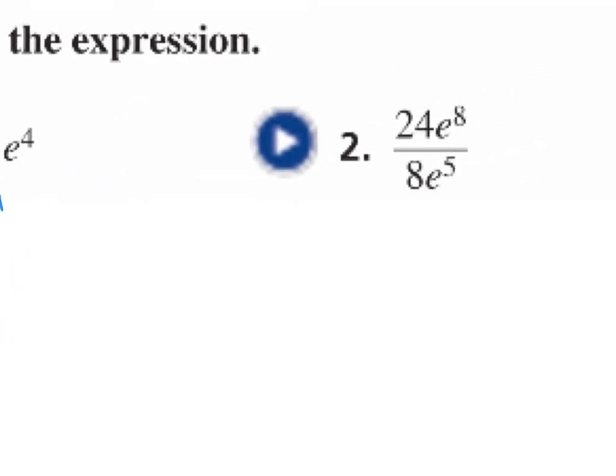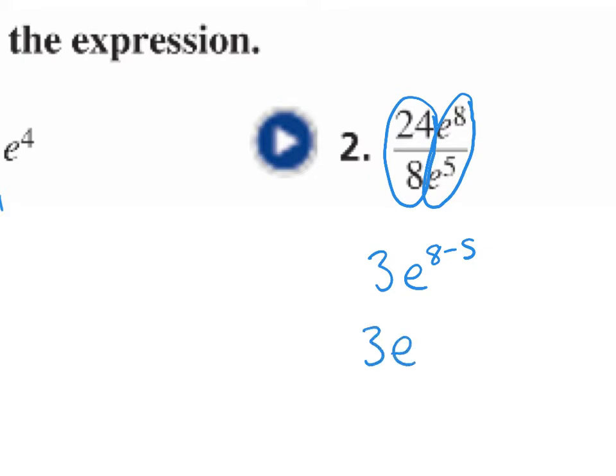What about for number 2? Can we simplify our coefficients? What's 24 over 8 simplified to? 3. And then what do we do with our e's? Subtract them. So e to the power of 8 minus 5. What's 8 minus 5? So 3e cubed.